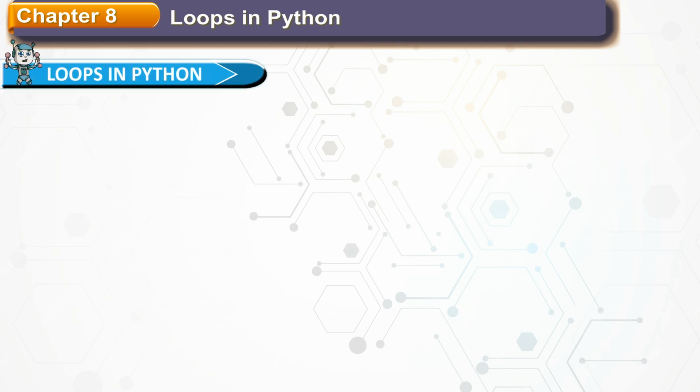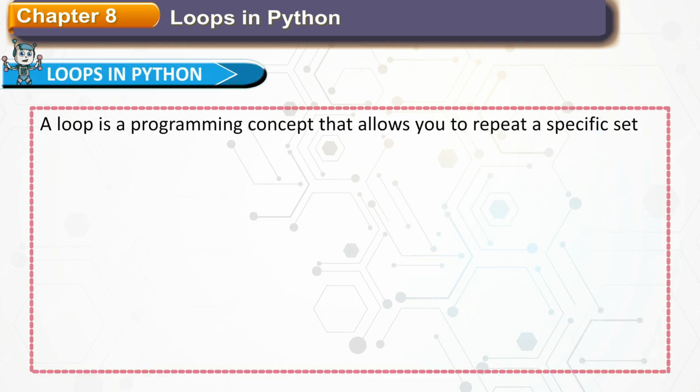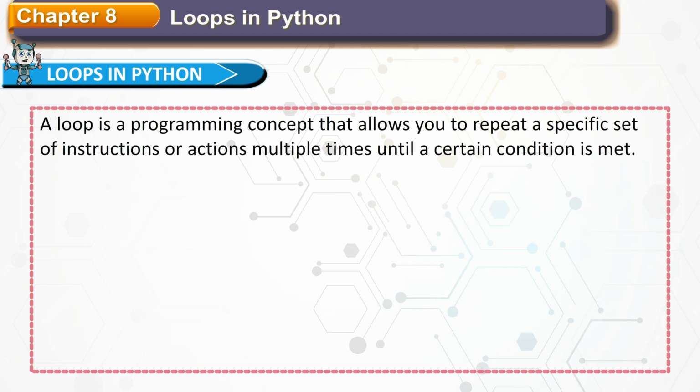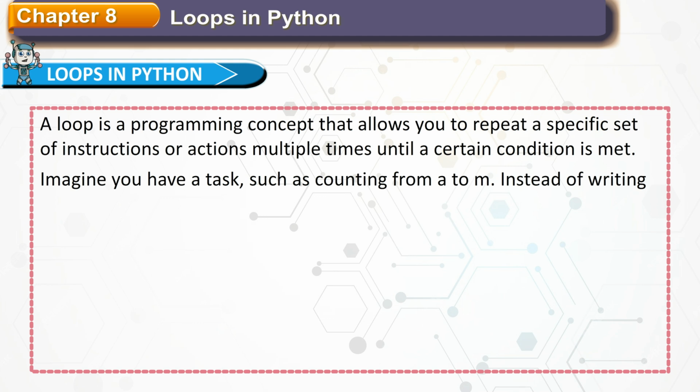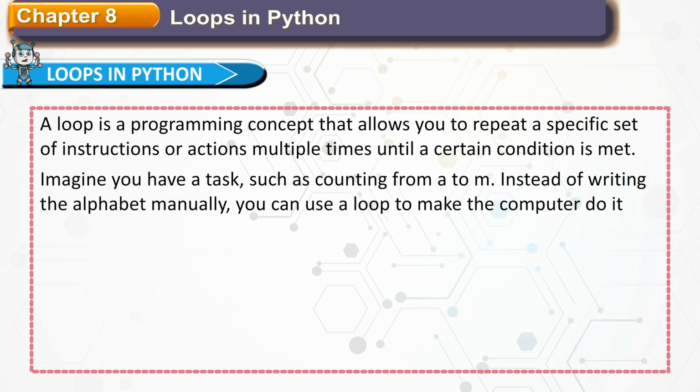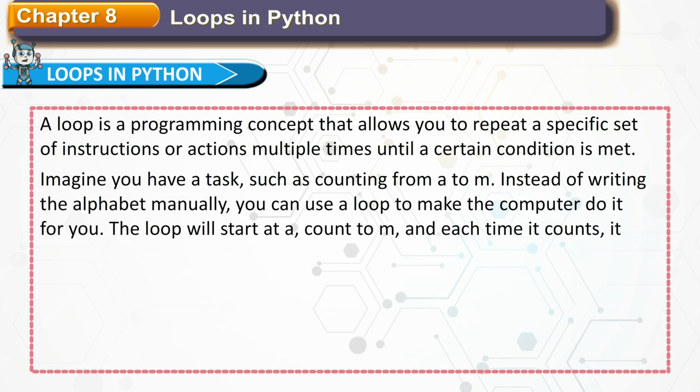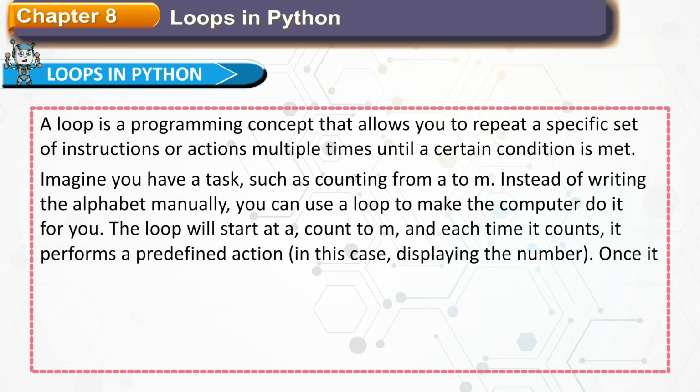Loops in Python. A loop is a programming concept that allows you to repeat a specific set of instructions or actions multiple times until a certain condition is met. Imagine you have a task, such as counting from A to M. Instead of writing the alphabet manually, you can use a loop to make the computer do it for you. The loop will start at A, count to M, and each time it counts, it performs a predefined action, in this case, displaying the letter. Once it reaches M, it stops.